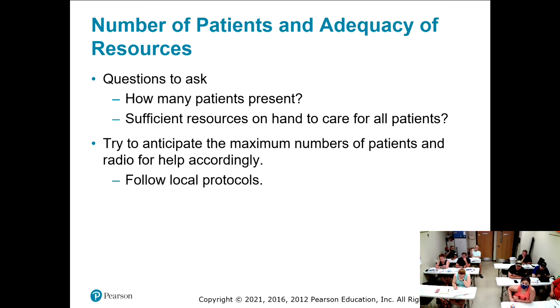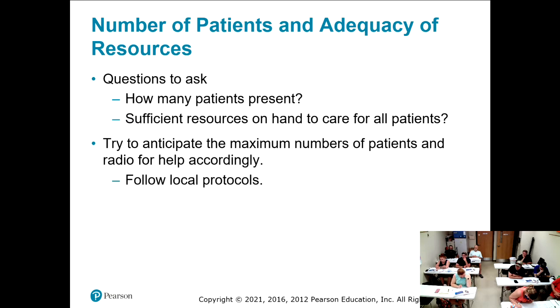So, last bit of scene size up. Questions to ask yourself: how many patients do I have? Do I have 1, 3, 5, 10, 12, 25? How many do I have? And once you answer that question, are the resources that I currently possess here on scene enough to take care of these patients? If the answer is no, you want to call for more.